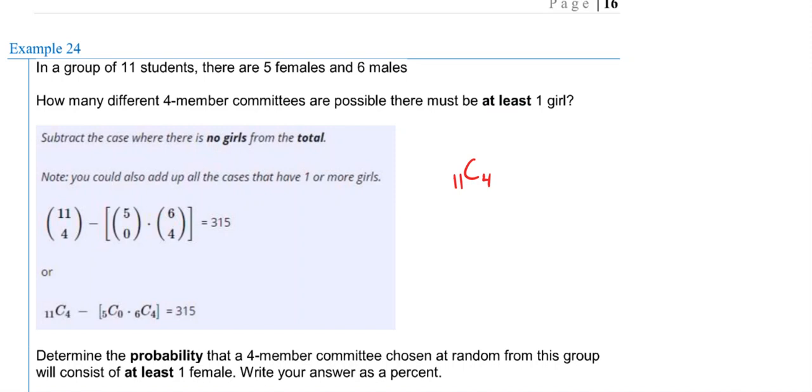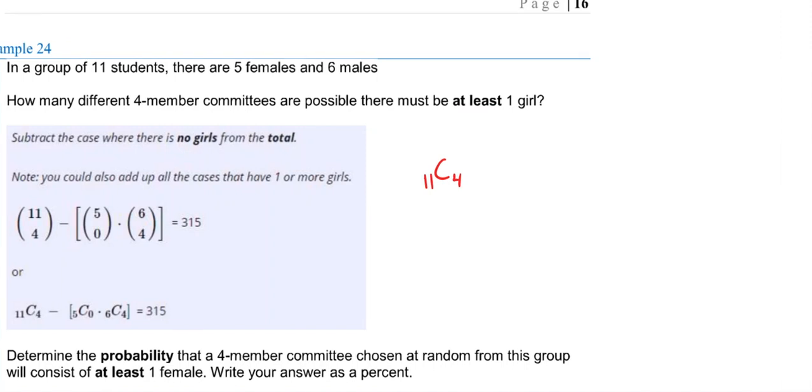So now the way I'm going to do this one is we're going to say, okay, number of 4-person committees, and there must be at least 1 girl. Well, I'm going to take the total, and I'm going to subtract the situation where there are no girls, right? Because that'll be at least 1 girl is what I'll be left with. So this is going to be no girls.